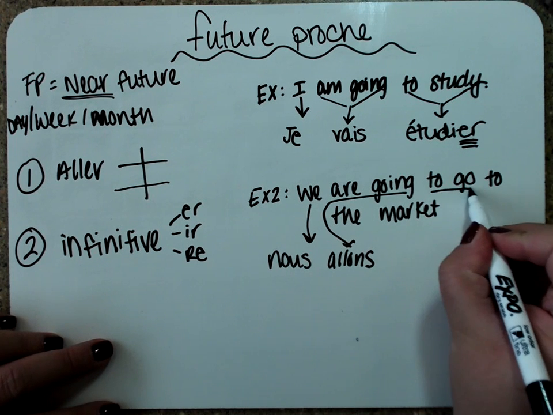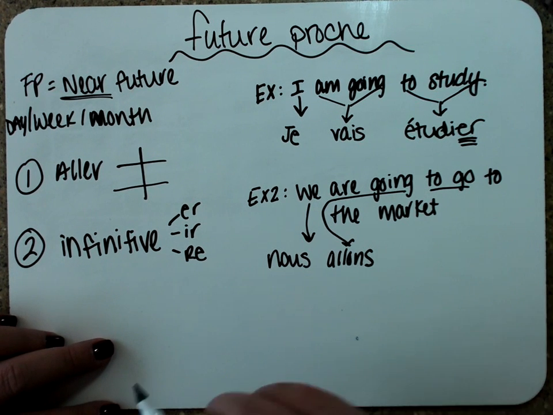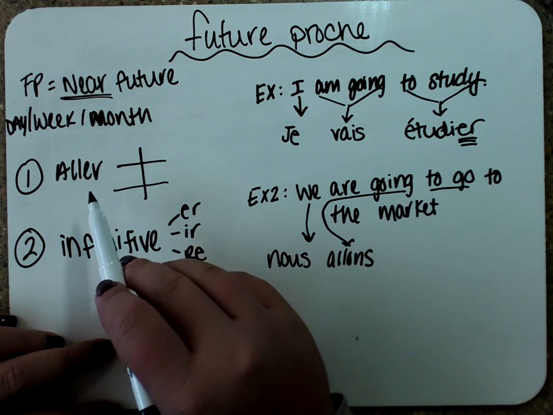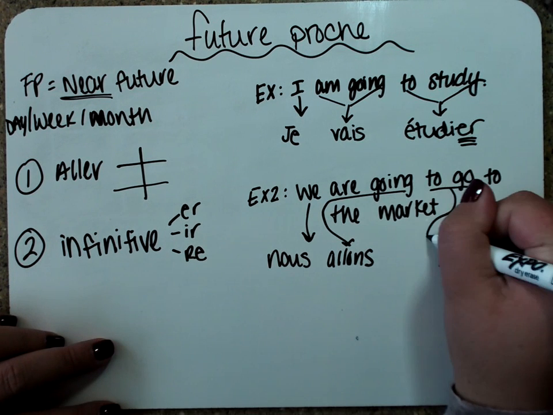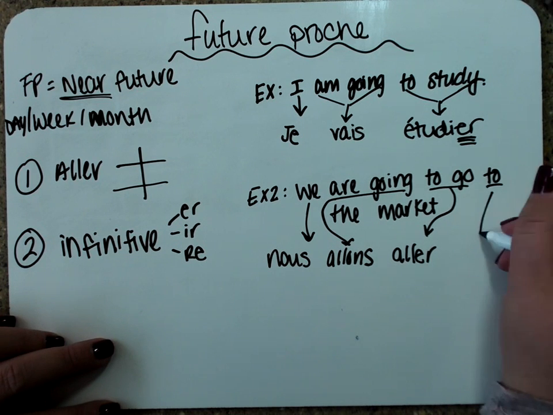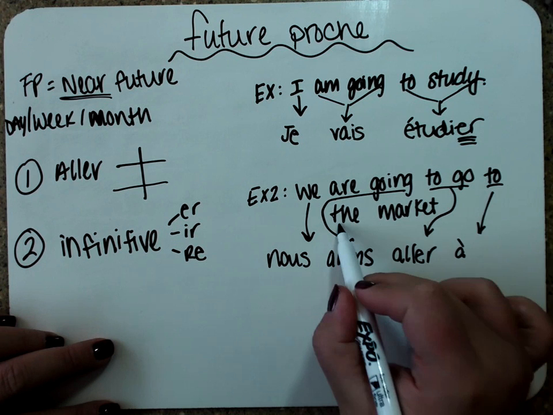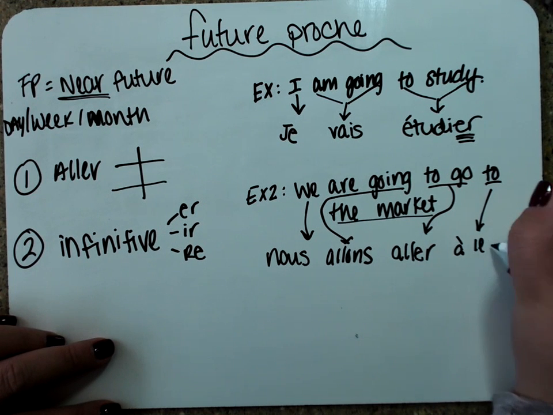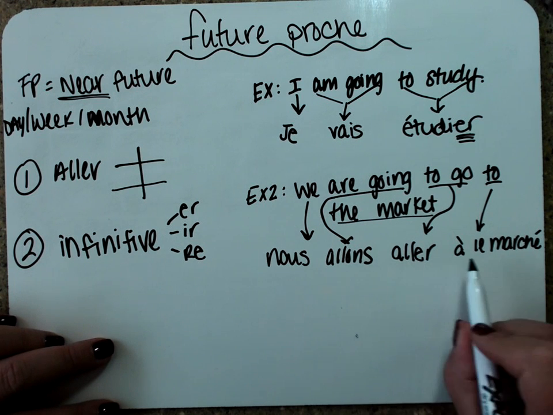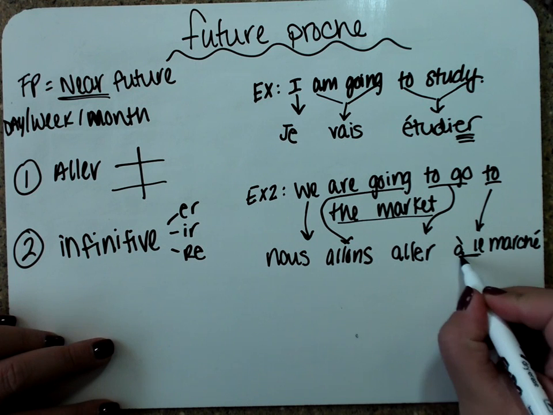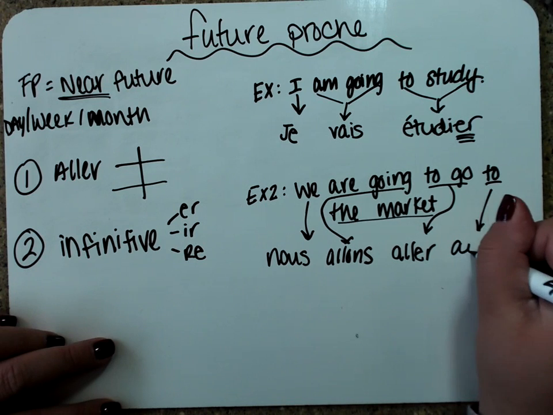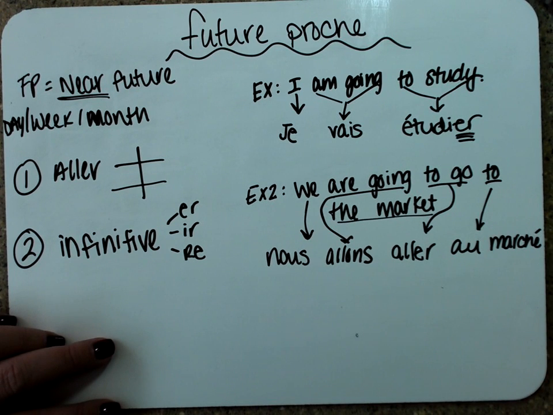Now this might be where it gets a little bit tricky, but we have to go again. So we already conjugated and we already did the are going part, but to go is just aller. You don't change it. So we're going to bring that down, and that's going to be aller. So nous allons aller. To we know is à. And I'll give you this one. The market is le marché. So we have nous allons aller à le marché. Now when we have à plus le together, we take them away and it contracts to become au. So nous allons aller au marché.